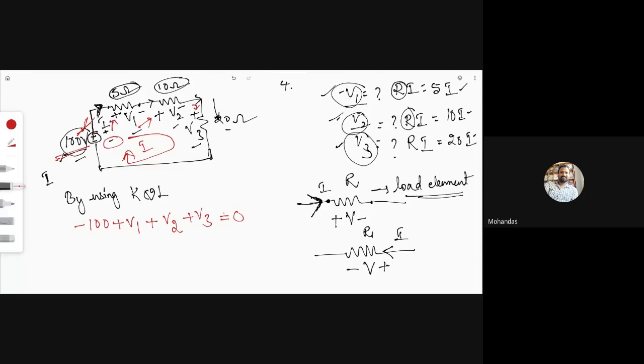Does anybody have any doubts in this equation? If anybody has any doubt, you can raise your hand, please, because this is the basic equation. You can solve the problem only when you are able to write these KVL equations. Let me know if anybody has any doubts in this equation.